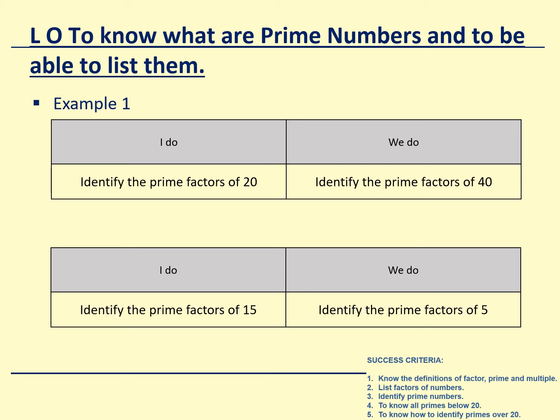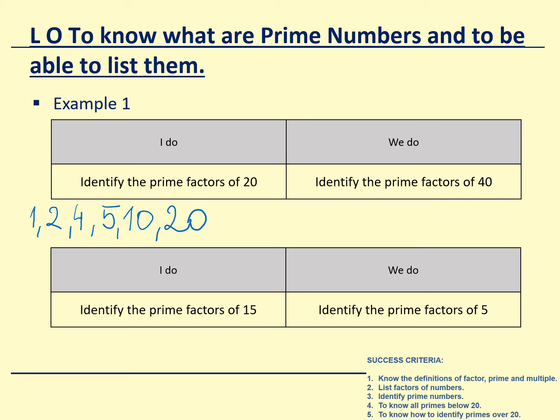Example 1. Identify the prime factors of 20. Now I will list all the factors of 20. 1, 2, not 3, but 4, and 5. So 4 times 5, 2 times 10, and 1 times 20. I've listed all factors of 20, and now I'm thinking which of them are prime.